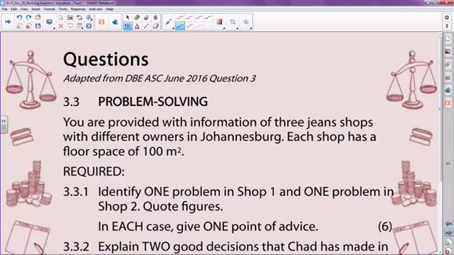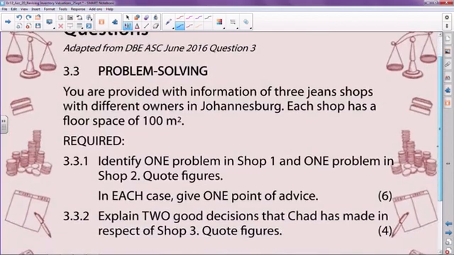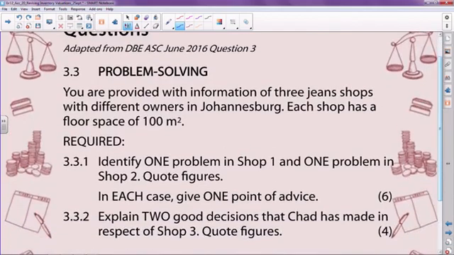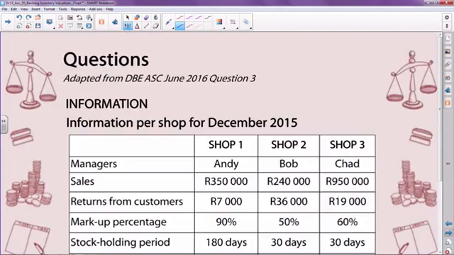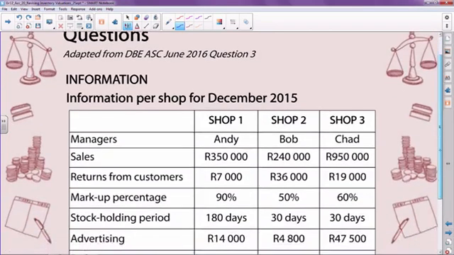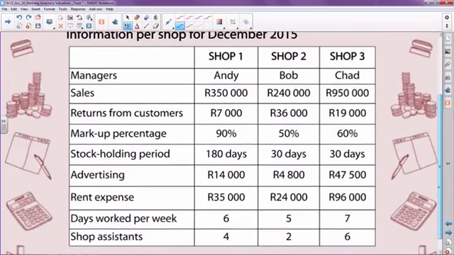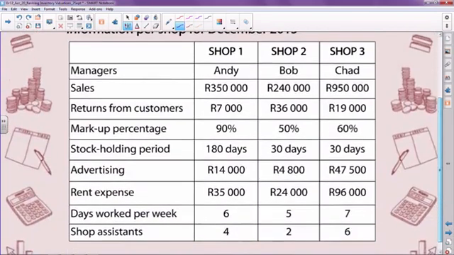The next question says we have to identify one problem in shop number 1 and one problem in shop number 2, and we have to quote figures. In each case, give 1 point of advice. Right, so if we look at that question here, there's the information that you have regarding your shops.